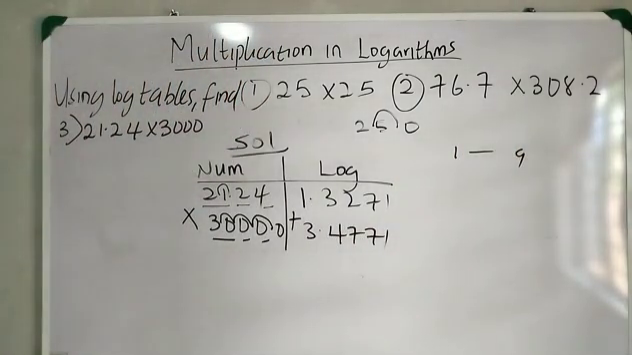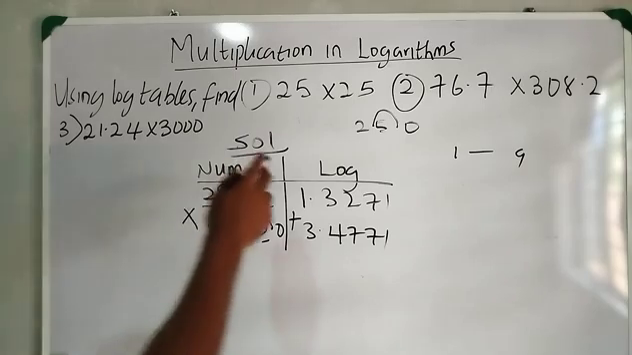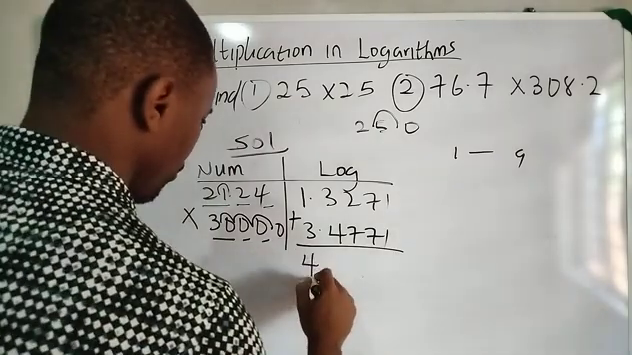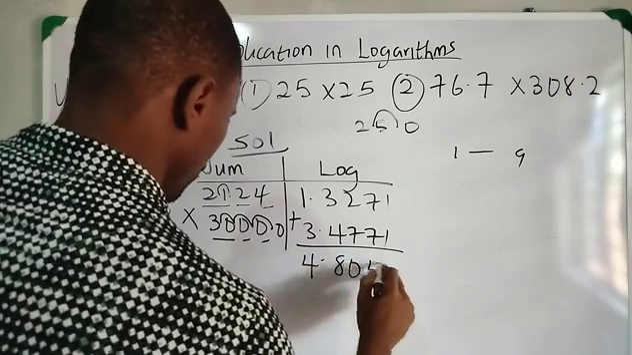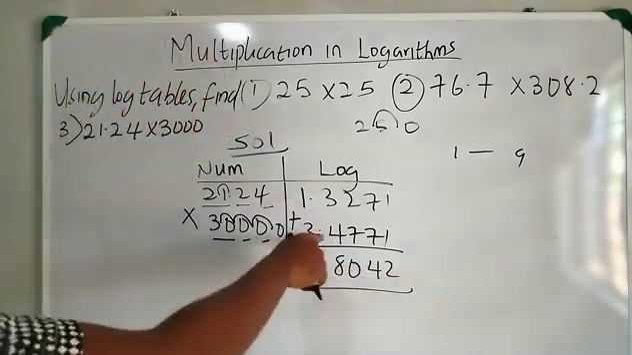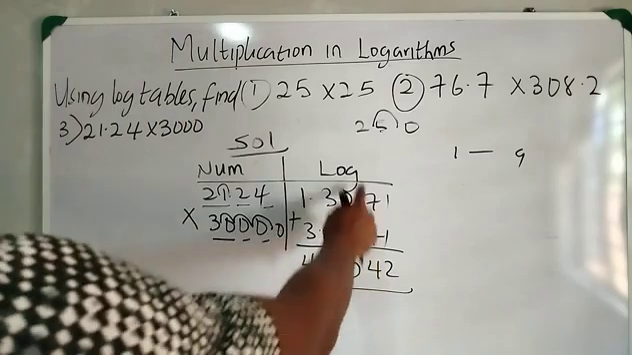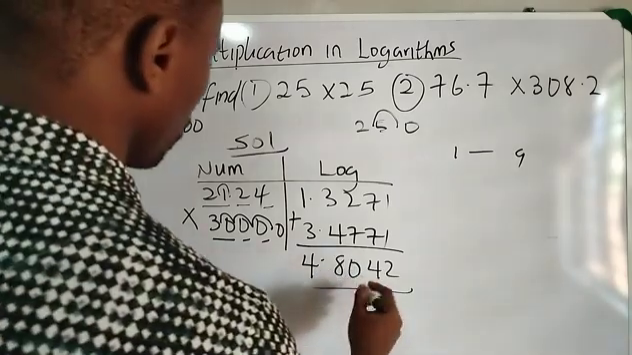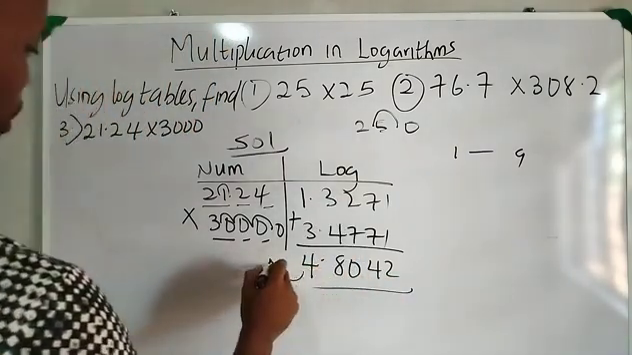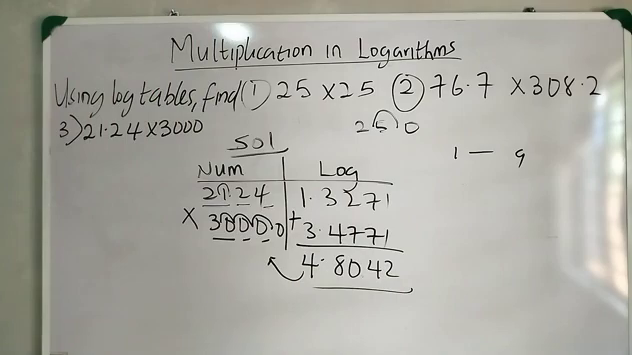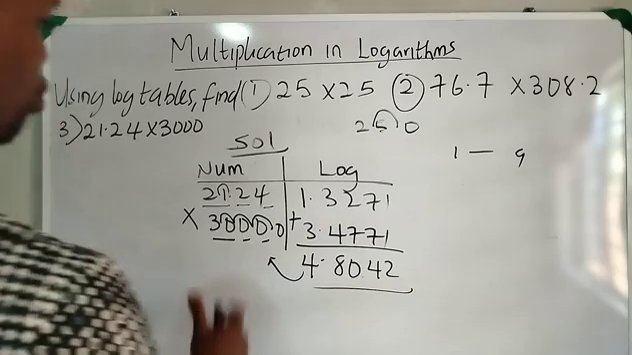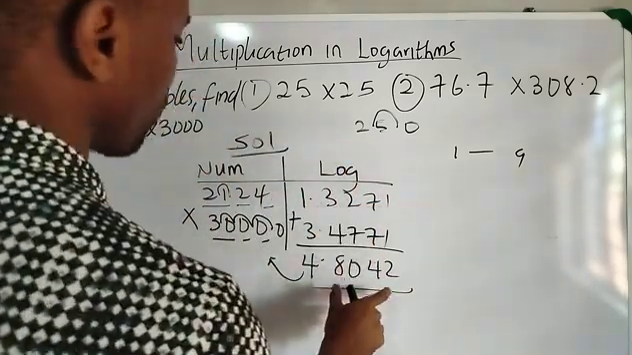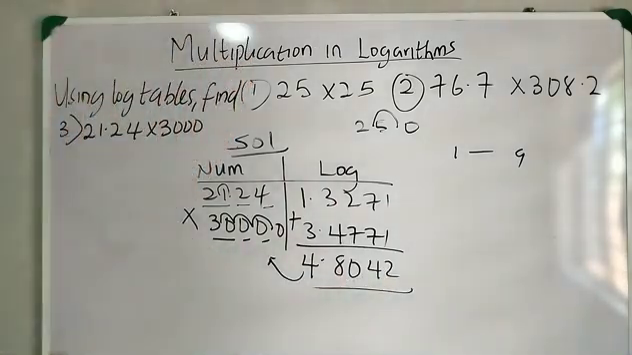Alright? Now, we'll have these two numbers. Add them up. When you add them up, you are going to have 4.8042. When you add these two numbers up, this is your final answer, but it is still a logarithm. So you have to use anti-logarithm tables to convert it from a logarithm back to a normal number. We always use logarithm tables first to convert a number to logarithm. But then we use anti-logarithm to convert a logarithm back to a normal number.